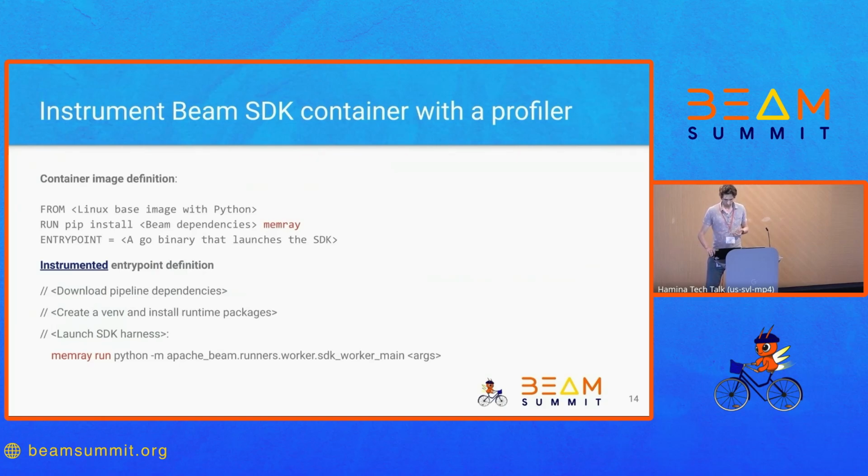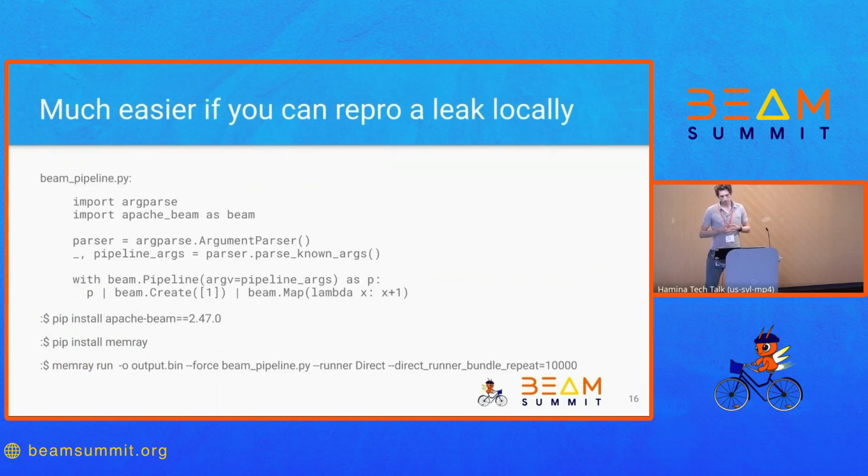So yeah, and then if you can reproduce your leak in a local runner, it's even much simpler. If you have a simple pipeline that reproduces a leak, you can launch the direct runner from under the profiler and collect the profiles.